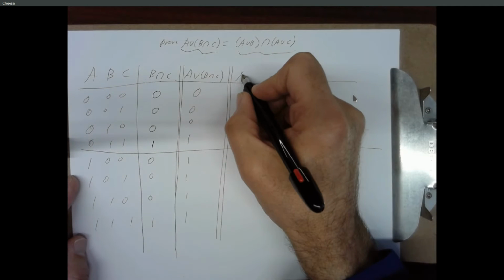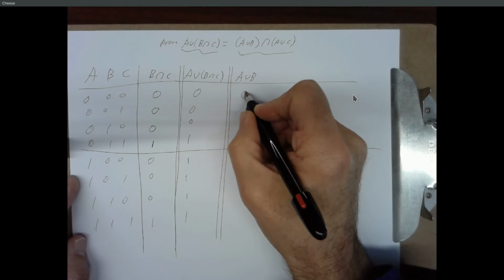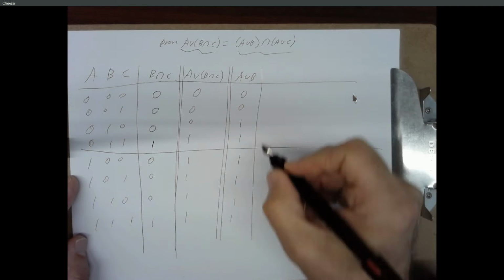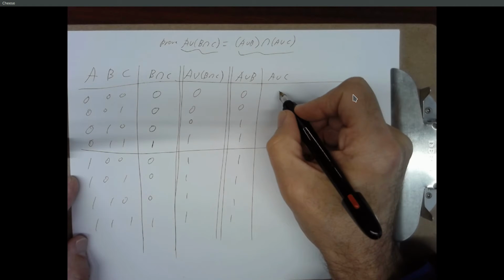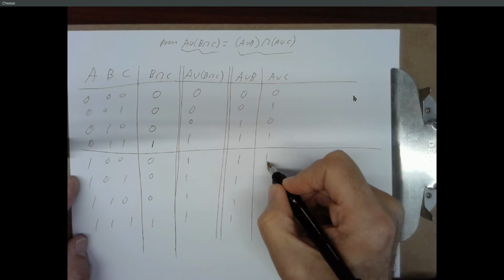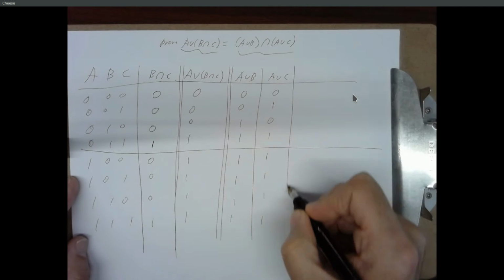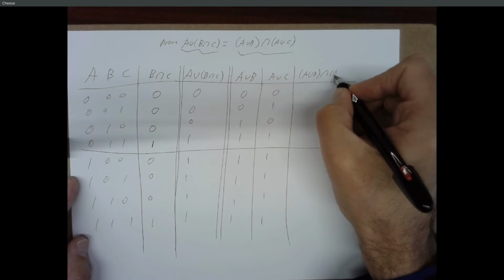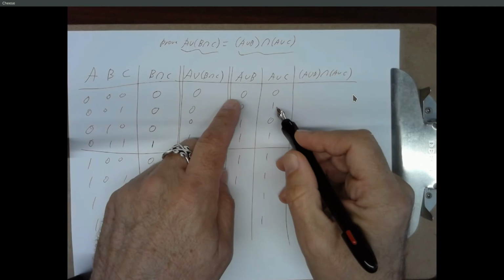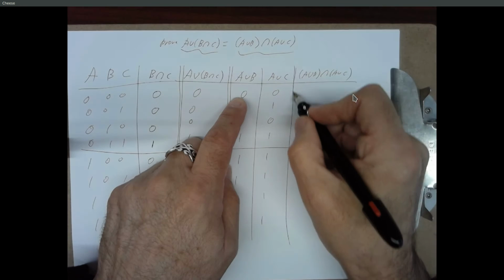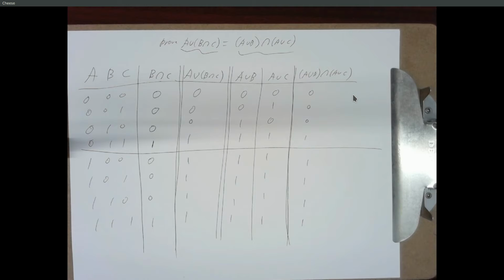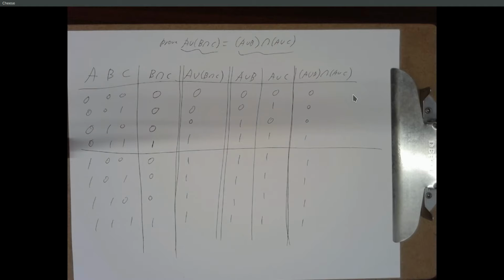And then you work out the right side, so A union B is an OR. A union C is another OR. And then intersect those. So look where you have 2 1s in these 2 columns. So now we've got truth tables for the left and right side.